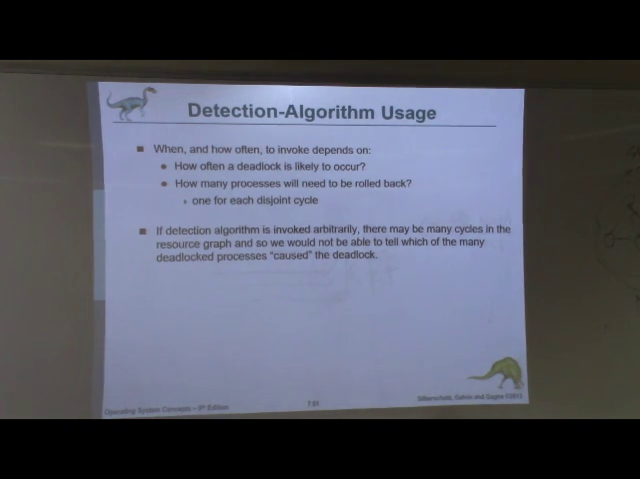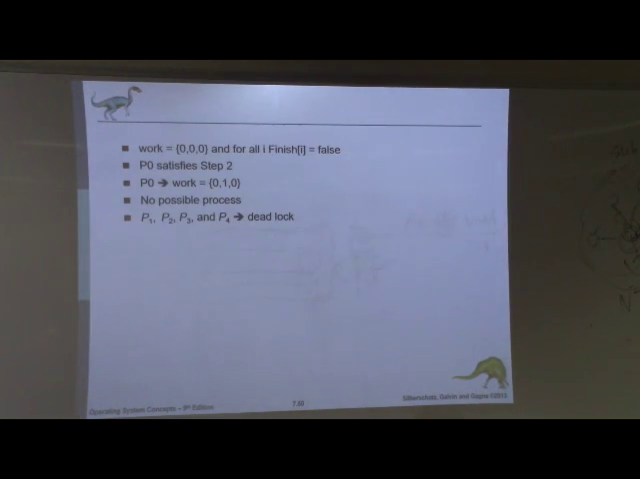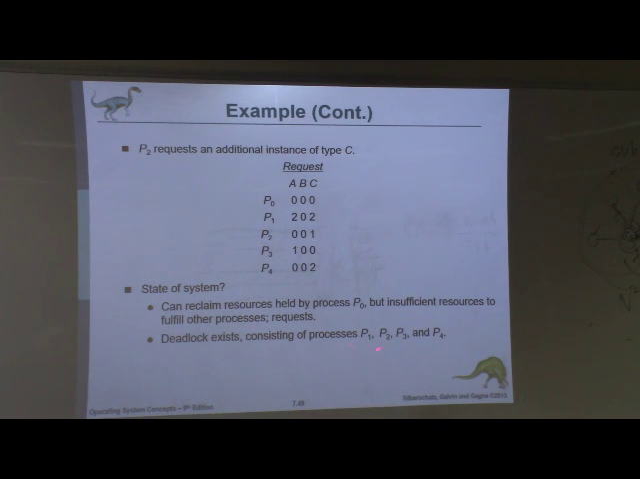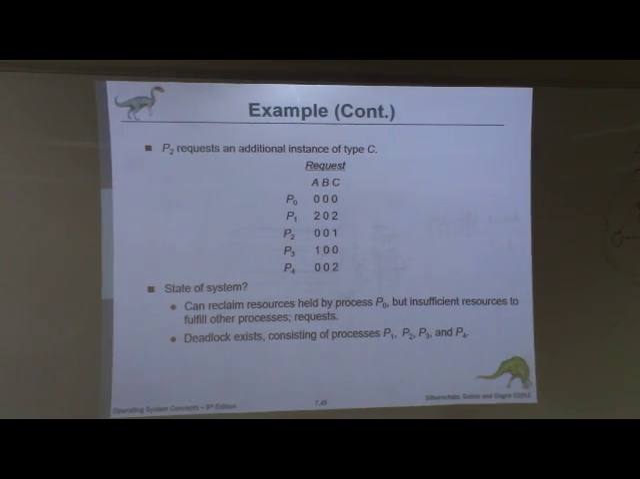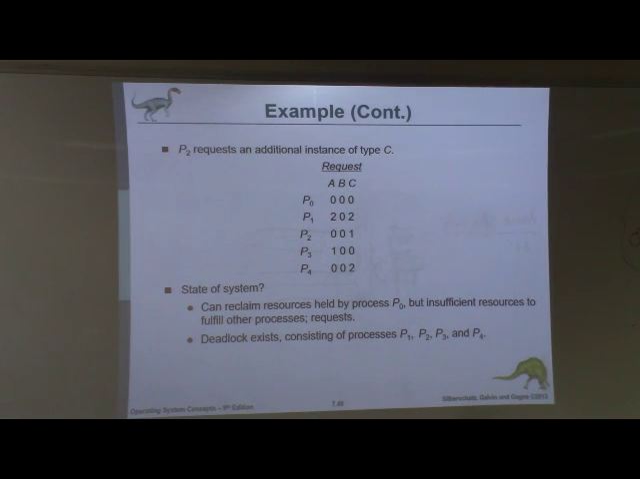How can we address the problem? In case we cannot find the sequence of processes, a deadlock may exist in the current state. If we allow P1 to take C, then how can you address it?